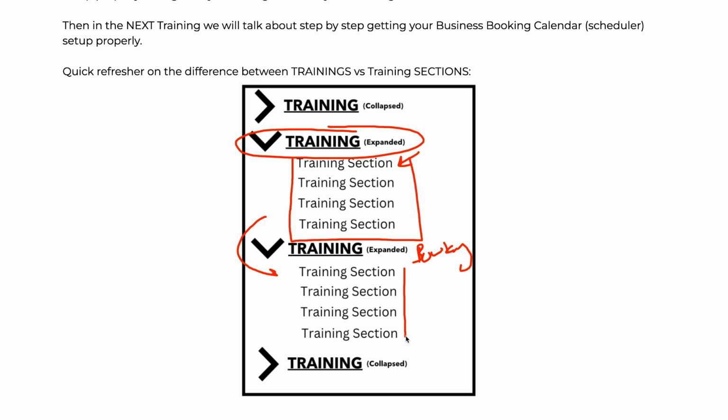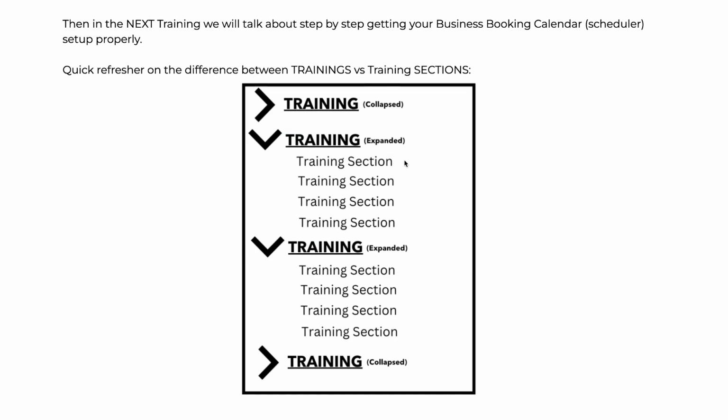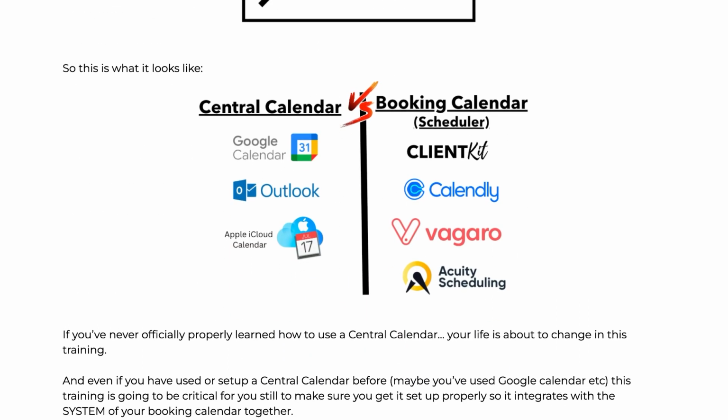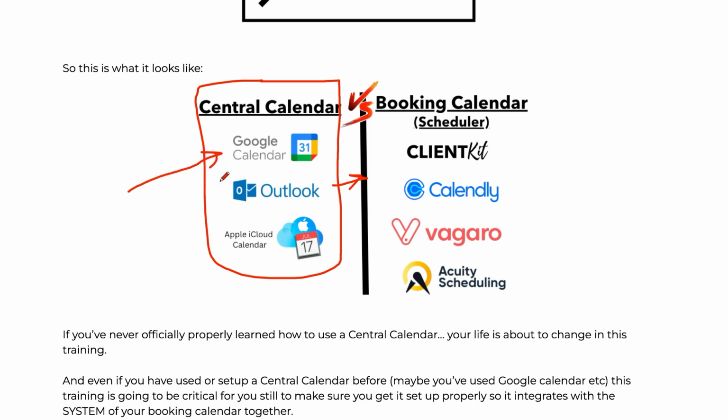But for right now, in this entire training, we're going to first focus on getting your central calendar set up, so that you have it set up properly and the right way. Okay. So this is what it's going to look like. We're going to first focus on getting your central calendar set up, and then after that, we will move over to the booking calendar. If you have never officially learned how to use a central calendar for the purposes of business, your life is about to change inside of this training.